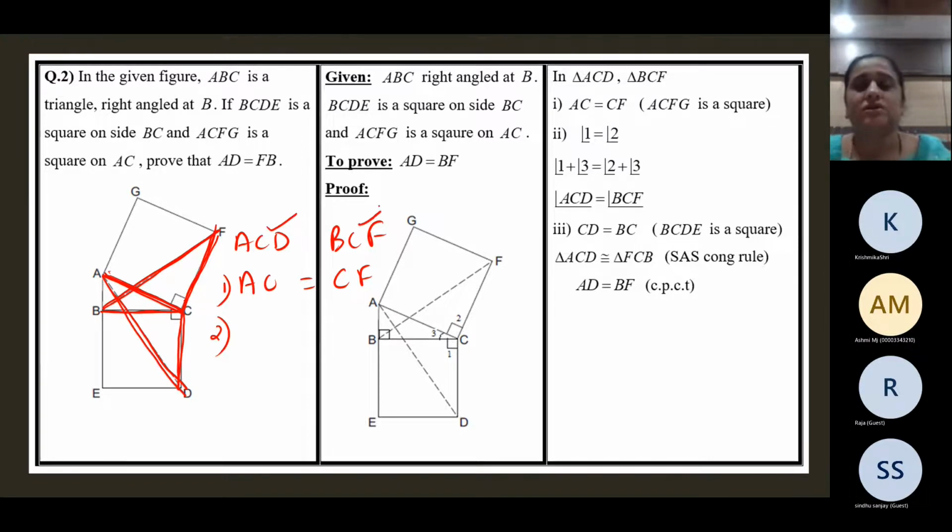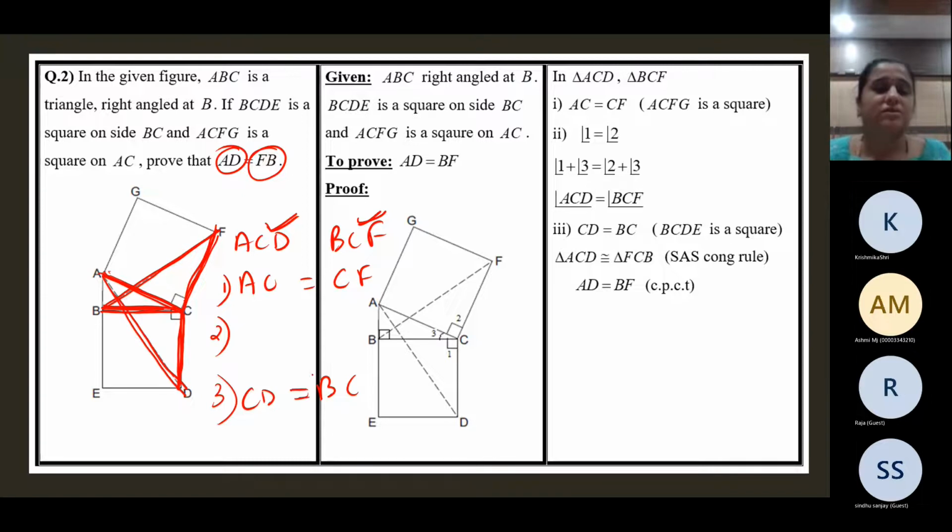Triangle selection: you should take one triangle which has AD and another triangle which has BF. That is how you select the triangles. After triangle selection, you will have to write out three equalities that suit a congruence criterion. AC of the first triangle is equal to CF of the second triangle because they're the sides of the same square. Now, another side of the same square: CD of the first triangle is equal to BC of the second triangle.